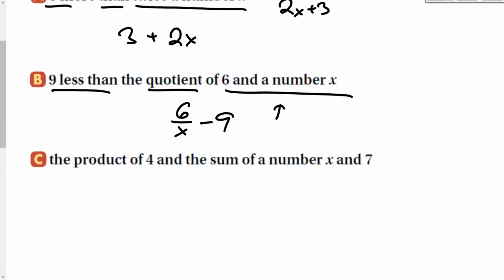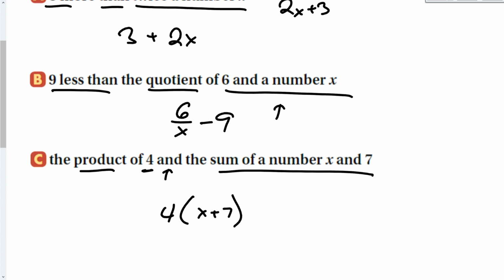The product of 4 and the sum of a number x and 7. So product means I'm going to multiply this thing and that thing. Okay? So my first thing is 4. I'm going to multiply, so I'm going to use parentheses. And now I'm going to multiply a sum. So now I'm going to be adding two things together. Okay? So the sum of a number x and 7 is x plus 7.